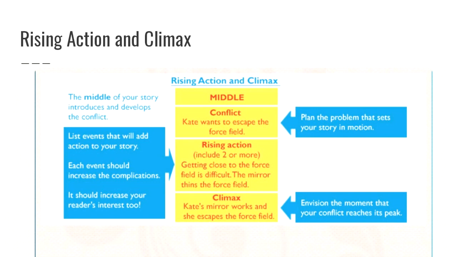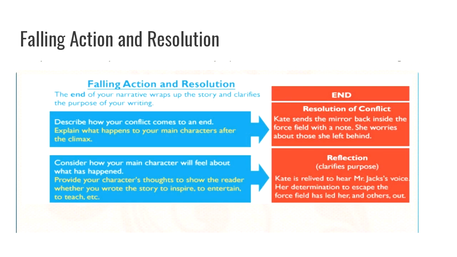So you want to plan a problem that sets your story in motion. Everything can't be fantastic and rainbows and unicorns. Okay? There has to be a problem, a conflict in the story. We talked about in Module 1 how you have an antagonist and a protagonist, so you'll need that in your story too. You can put unicorns in it if you want, but there has to be some sort of conflict.